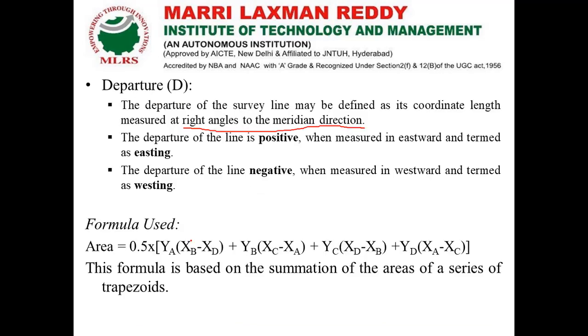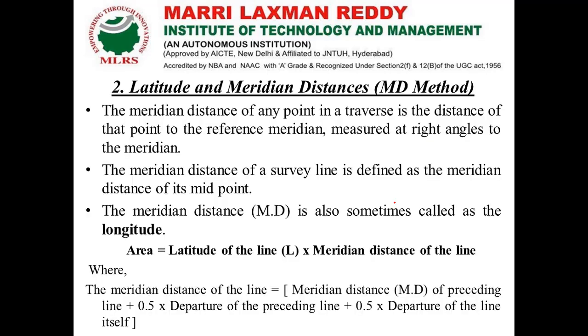The formula is displayed here. This formula is based on the summation of the areas of a series of trapezoids. Now let us go on to the meridian distance method, the latitude and meridian distance method.